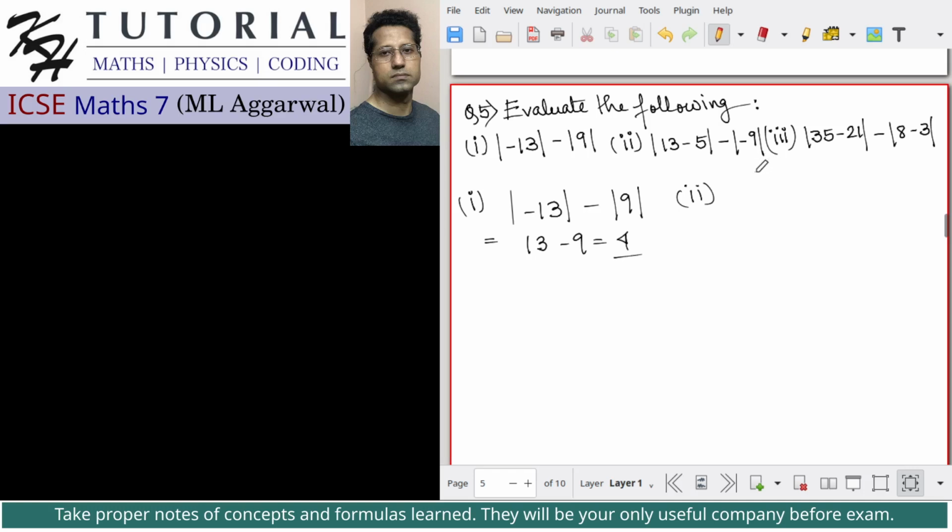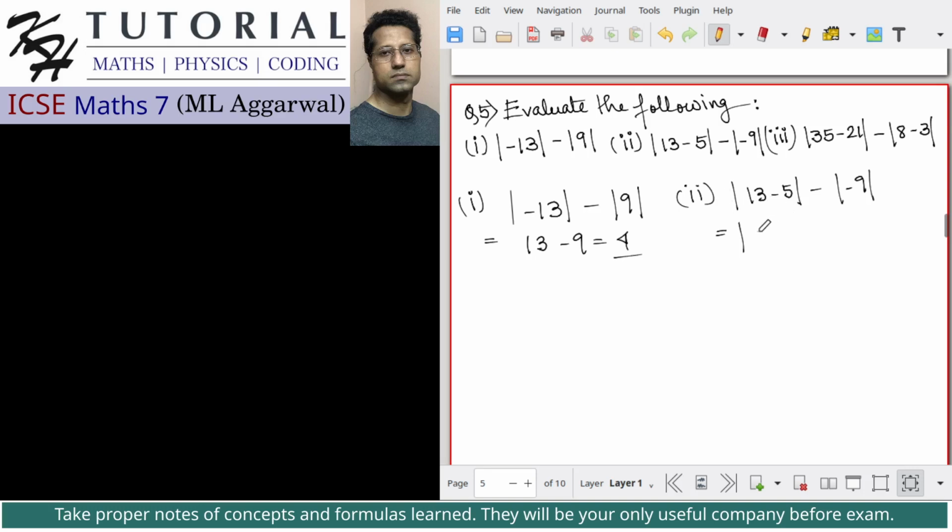There are 3 parts. Part 2 is mod of 13 minus 5 minus mod of minus 9. Now whenever there is a numerical expression inside an absolute operator or mod operator, we have to first simplify the numerical expression into a single integer value. So this is equal to absolute value of 13 minus 5.